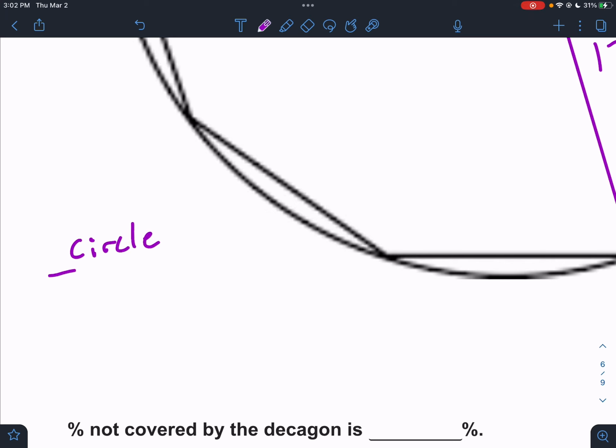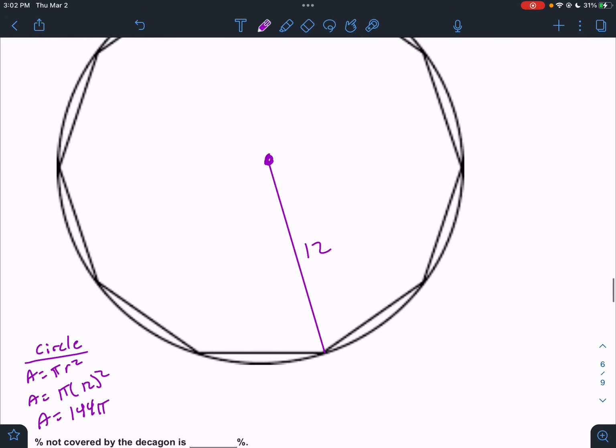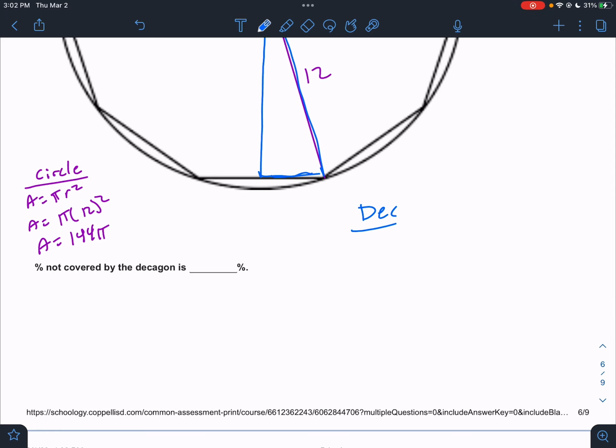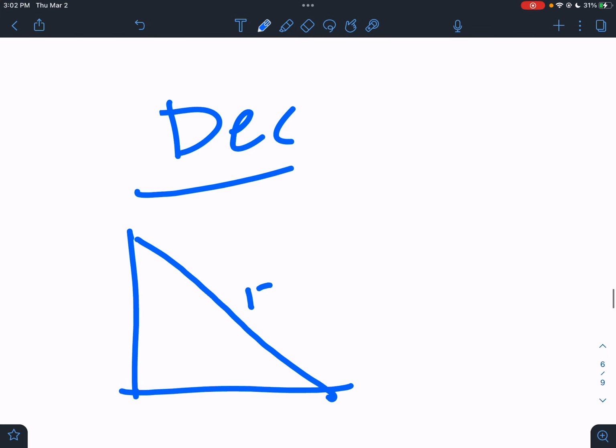So I'm going to work on the circle first. The area of a circle is pi r squared. That would be pi times 12 squared. That would be 144 pi. That's the circle. The decagon is going to be a little bit tougher. I need to work on this blue right triangle for the decagon. So to work on the decagon, we need that right triangle. We know that we have a radius of 12. This angle at the top would be 360 divided by 20.